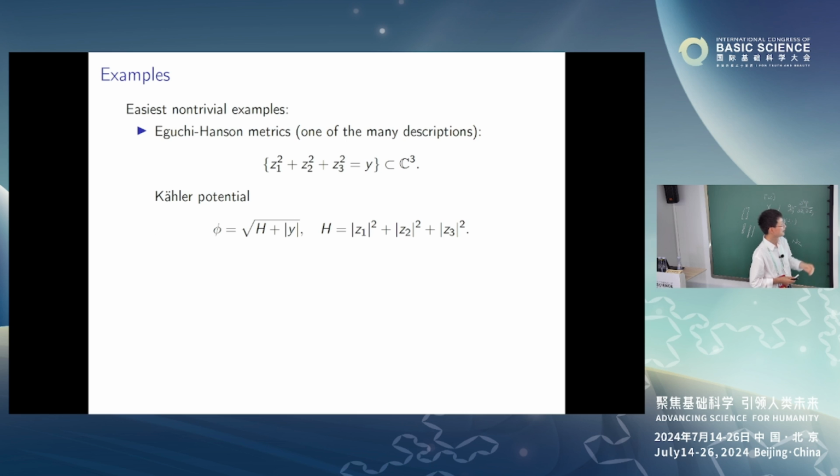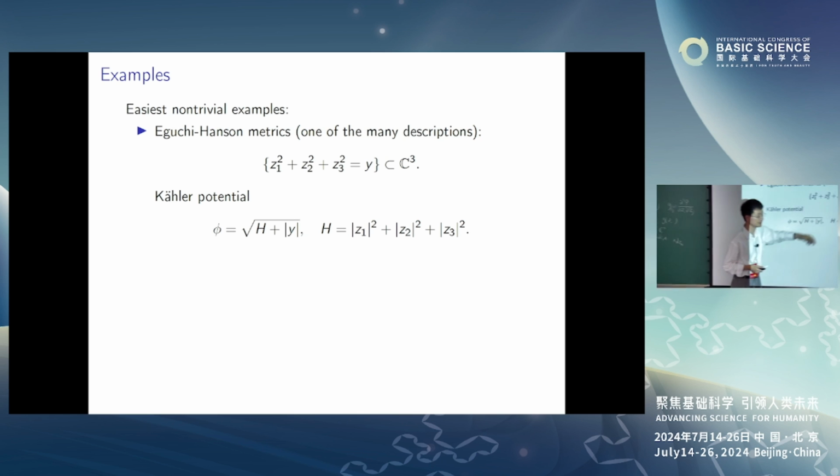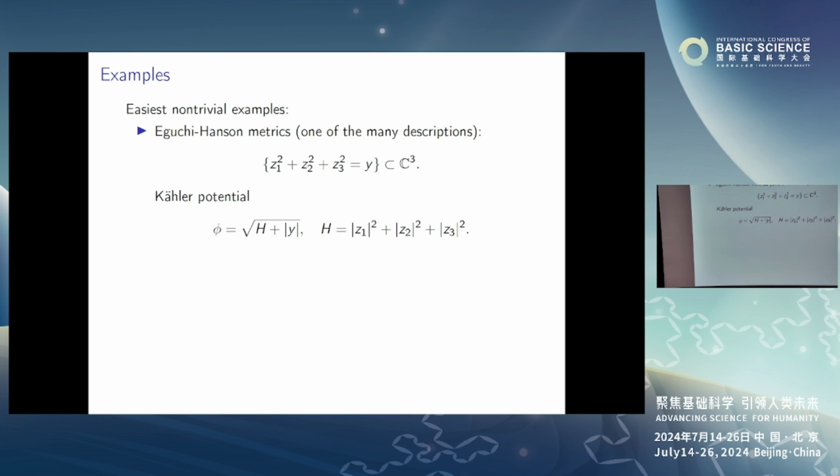These metrics live on this explicit affine quadric. This is a hypersurface inside C3. It's a complex two-dimensional surface. It's defined by a quadric equation here. Y is just a parameter. This is an equation in the three complex variables.